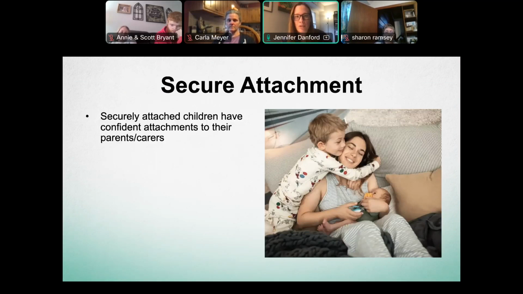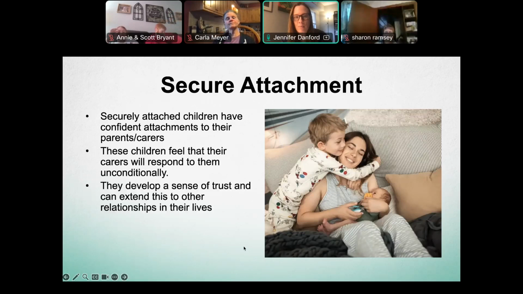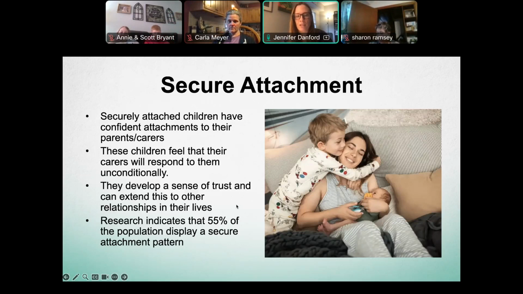Here's where we start if things are good. Secure attachment. If things are good, we have confident attachments to our parents or whoever cared for us. They don't question whether or not they're going to be cared for. They know they're going to be responded to unconditionally. These kind of kids have a good sense of trust, and you can see them extending this to other relationships in their lives. So they are the ones who like their teachers overall. They like their coaches. They don't assume that people in their lives are out to get them.